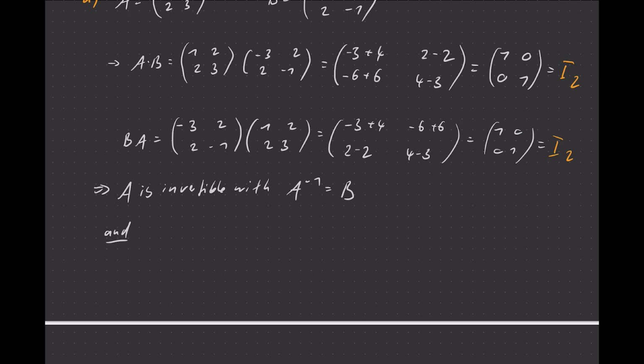So let's write down that as well. B is also invertible with B to the minus 1 being A. Okay, so that settles one of our questions. Is there such a thing as an invertible matrix? Yes, there is. Here's an example, and it's not just a trivial one.